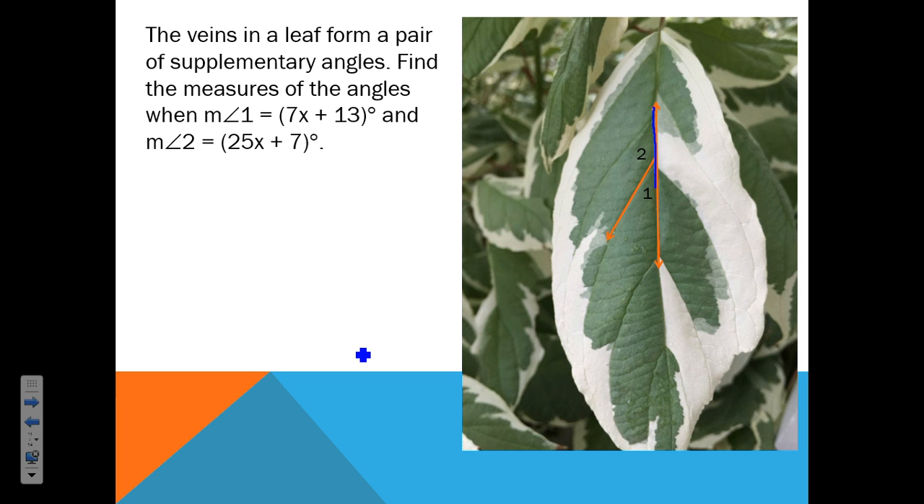And so we have an angle 1 here and an angle 2 here. Okay, and they tell us that the measure of angle 1 is 7x plus 13. And the measure of angle 2 is 25x plus 7. Okay? So what are we going to do? Combine the two. Okay? I like that strategy. When we combine the two, tell me what my equation is going to say.